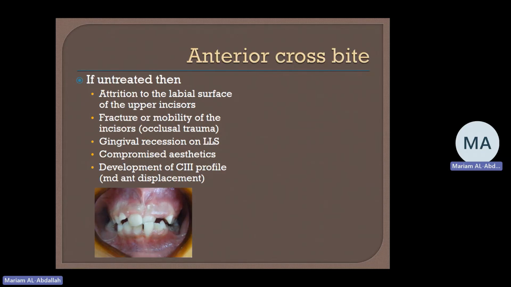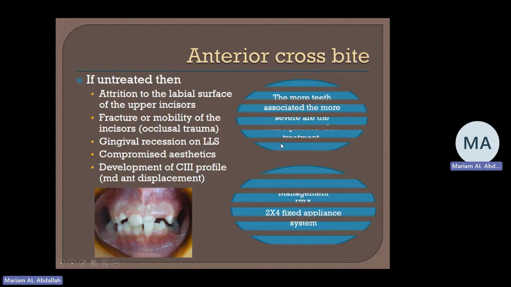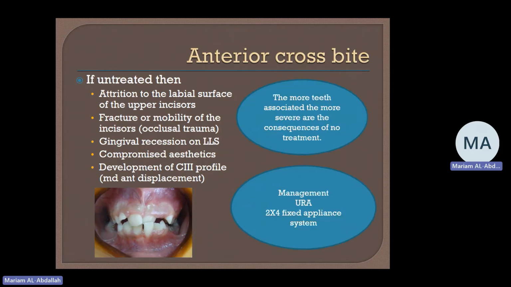You can have gingival recession of the lower labial segment, as you can see here. So we have crossbite on the upper left central incisor, gingival recession, of course, compromised aesthetics, and the patient will grow, and his occlusion will develop into a class 3 profile. Okay, so these are all reasons why we need to diagnose such cases early and go through active orthodontic treatment. The more teeth that are involved in the anterior crossbite, the more severe the consequences and the more need for treatment.